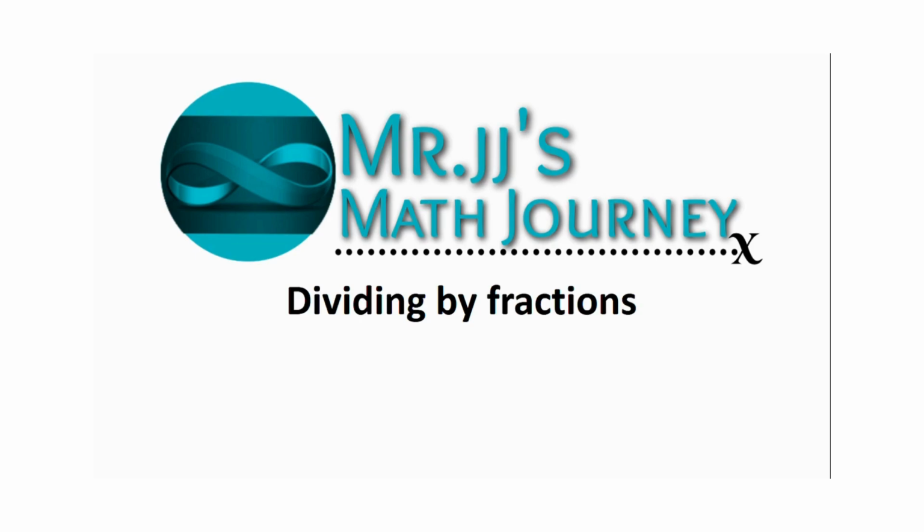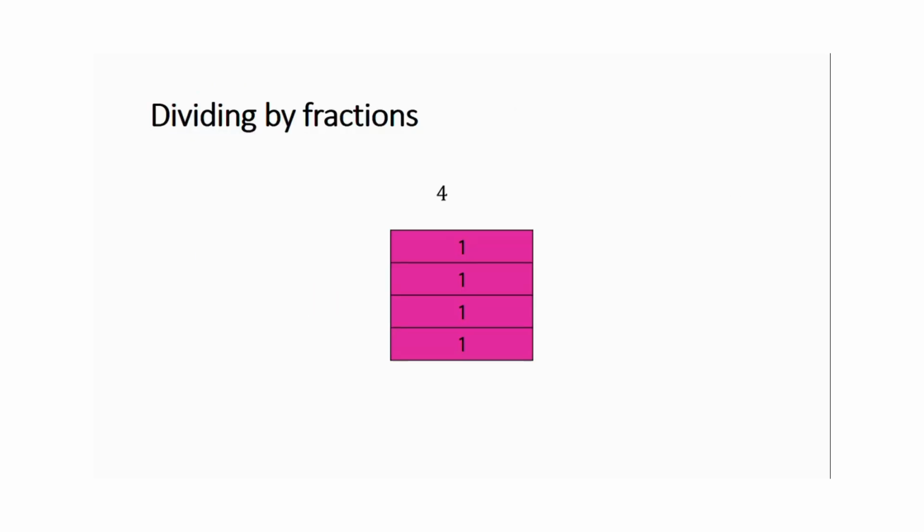Dividing by fractions. So we're going to take the number 4, and you can see there are 4 unit rectangles, and we're going to divide by 1/2. That is different than dividing in half, okay? Dividing in half would mean splitting it into 2 groups, and you see that 2 are in each group. Dividing by half, we're going to divide everything into groups of 1/2.